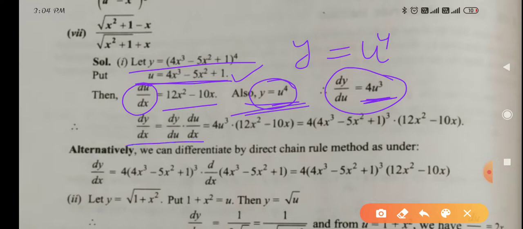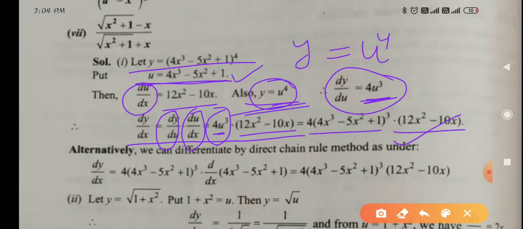Now dy upon dx equals dy upon du times du upon dx, just as I told you before. So dy upon du is 4u cubed and du upon dx is 12x square minus 10x. Now you can put the value of u. So 4 into (4x cubed minus 5x square plus 1) to the whole power 3 into (12x square minus 10x). So this is the final differentiation. So this is the chain rule.